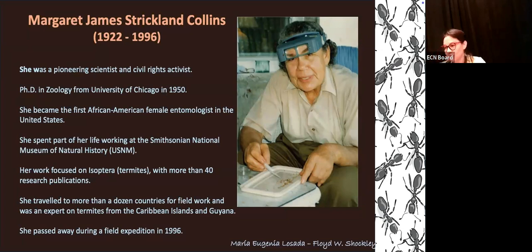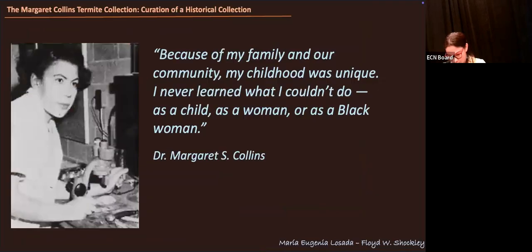She spent the last part of her life working as an affiliate associate in the museum. She traveled to a lot of countries, and she was also able to take under her collection other collections from other people.